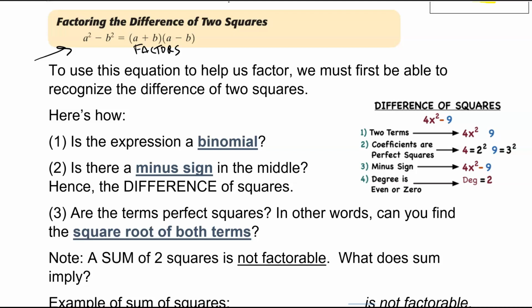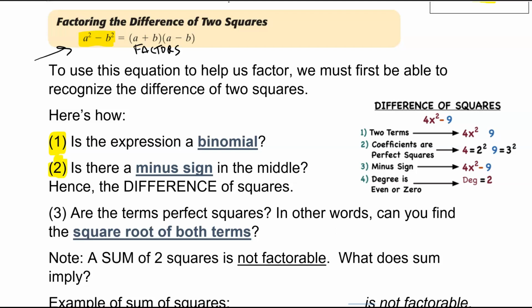Because that's what a factor is: when you multiply one factor times the other to get that product of a squared minus b squared. So you need to know how a difference of squares looks. First, let's go through the criteria. Is the expression a binomial? If you look at a squared minus b squared, that is a binomial. You have two terms represented.